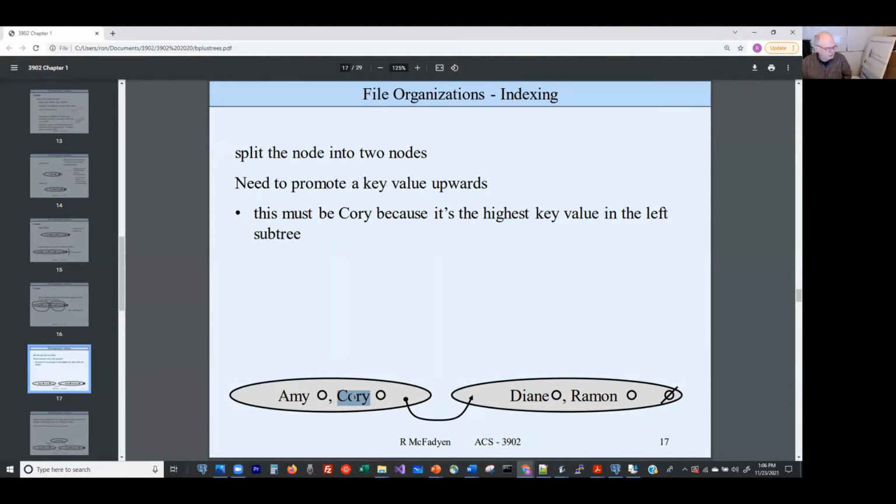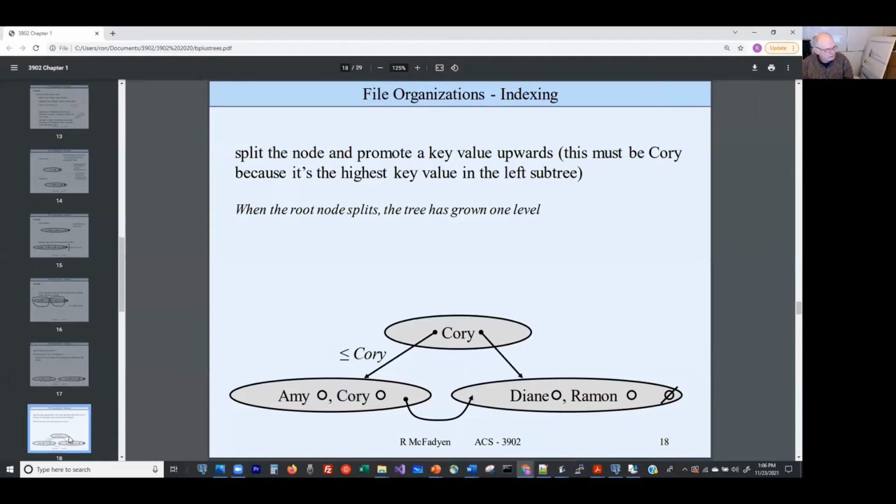Here we have 2 nodes. The leftmost leaf has Amy and Corey, the rightmost has Diane and Raymond. They're chained together horizontally. They need a level above them to index them. And so what happens is that this key value Corey, the largest in the left, goes into a newly allocated root node, along with pointers to these 2 leaf nodes. And so when we go to the next slide, we see that this happened here. And we have a proper ordering of this tree.